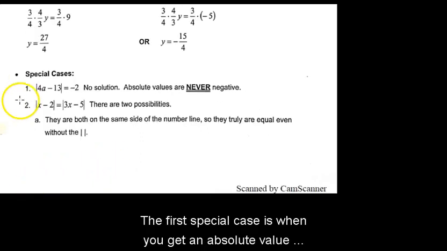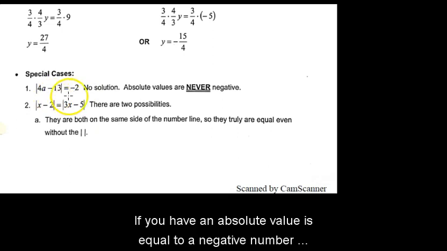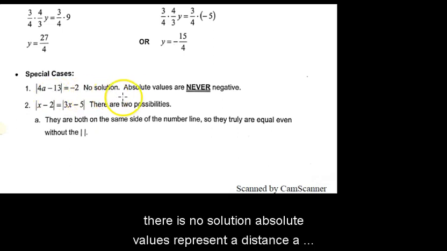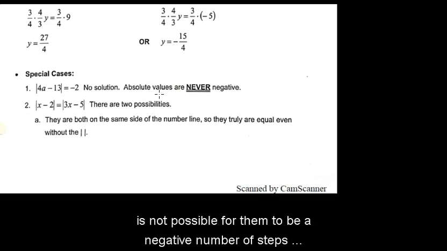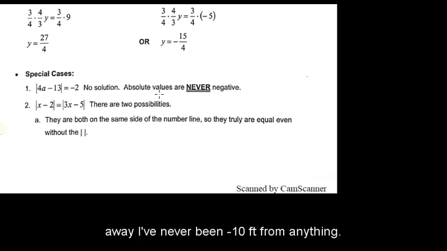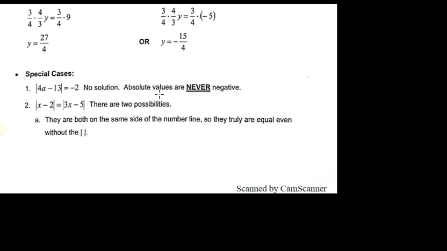Let's think about some special cases. The first special case is when you get an absolute value equal to a negative number. If you have an absolute value equal to a negative number, there is no solution. Absolute values represent a distance, a number of steps away from 0 on the number line, so it is not possible for them to be a negative number of steps away. I've never been -10 feet from anything. So in this case, we would say there's no solution.